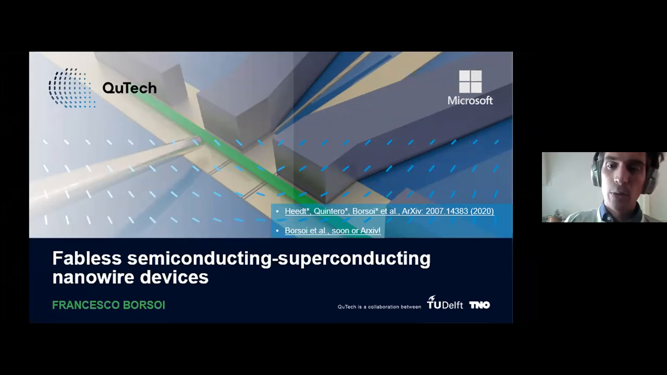I'm Francesco Borsoi, and I'm from Delft. I am finishing my PhD in Delft. And today I wanted to update you on the progress that we are making in the creation of fabless devices, where fabless means essentially removing all the hassles of fabrication. This is more or less like a dream: to create a complex device without a lot of fabrication.